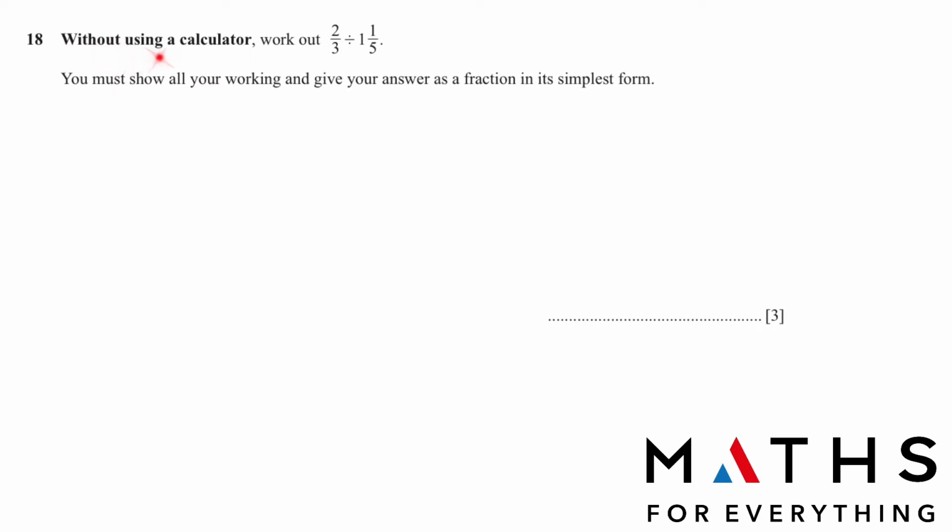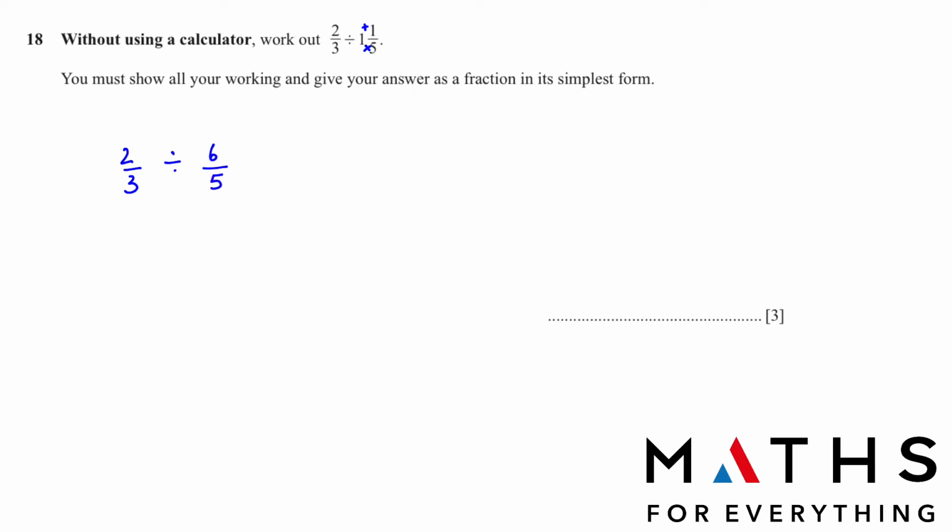Question number 18. Without using a calculator, work out 2 over 3 divided by 1 and 1 over 5. You must show all your working and give your answer as a fraction in its simplest form. We can use the calculator, but we have to show all the steps so that it seems that we are doing it mentally. 2 over 3 will remain the way it is. Leave the divide for now. And to change the mixed fraction into an improper fraction, 5 multiplied by 1 plus 1 will give us 6. The 5 will remain down.